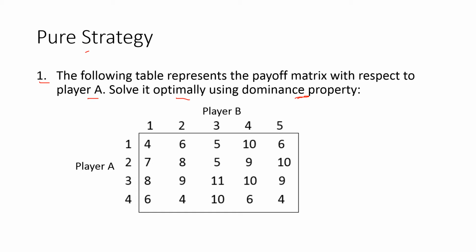Solve it optimally, and we have to use the dominance property. So this is a question for you. Player A has strategies A1, A2, A3 and A4, and for player B it is B1, B2, B3, B4 and B5. And these are the values. This is a question for you.